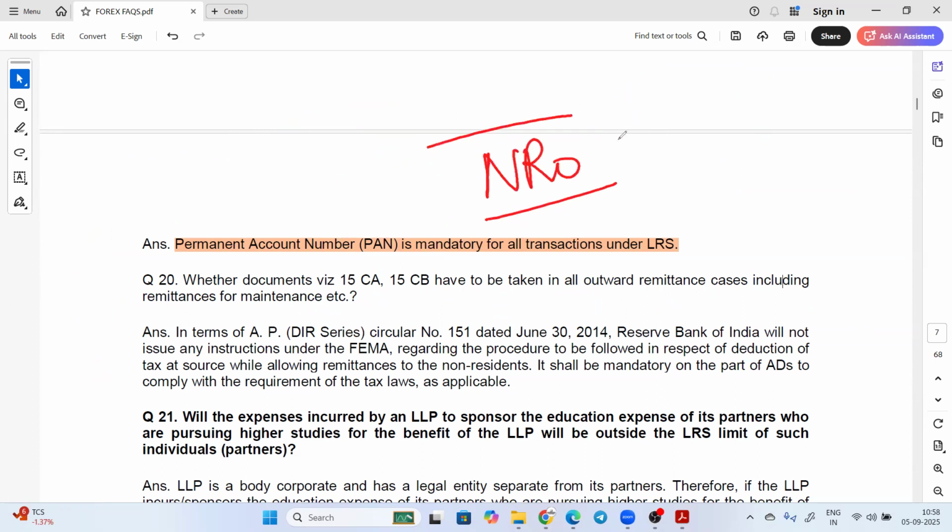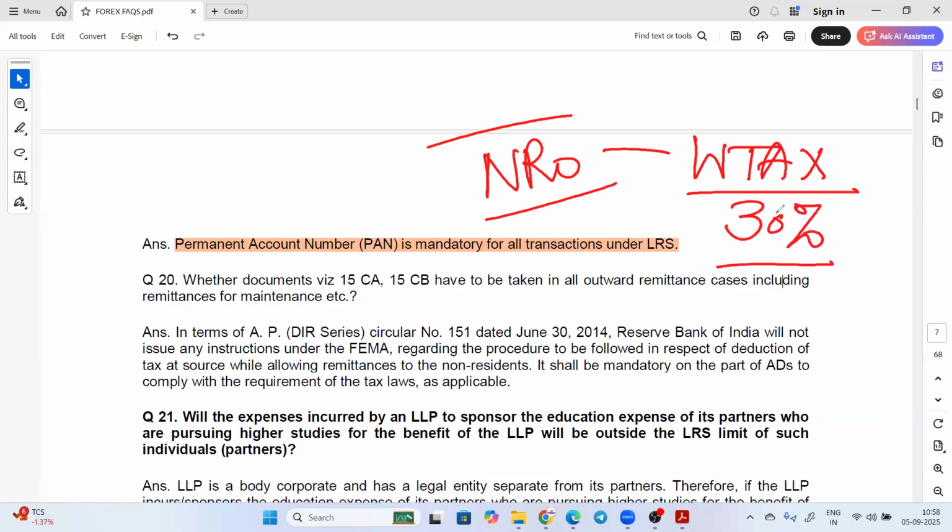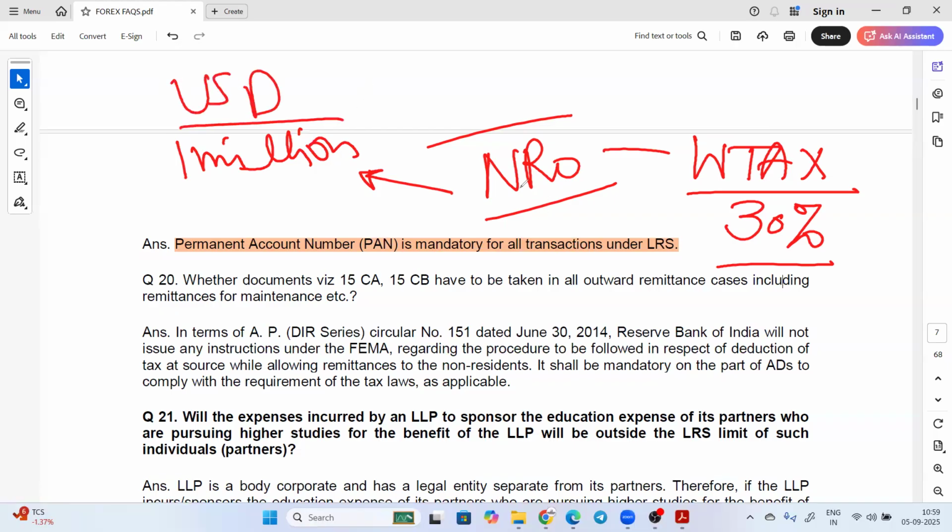So one more thing that you can remember, in NRO account, if the bank is crediting the interest, so tax is applicable. How much is the tax? That is 30%. An NRO person, from any remittance from NRO account, in one financial year, can send only 1 million USD. 1 million USD can be sent from the NRO account. And there is no restriction in the NRE account. Any amount can be sent.